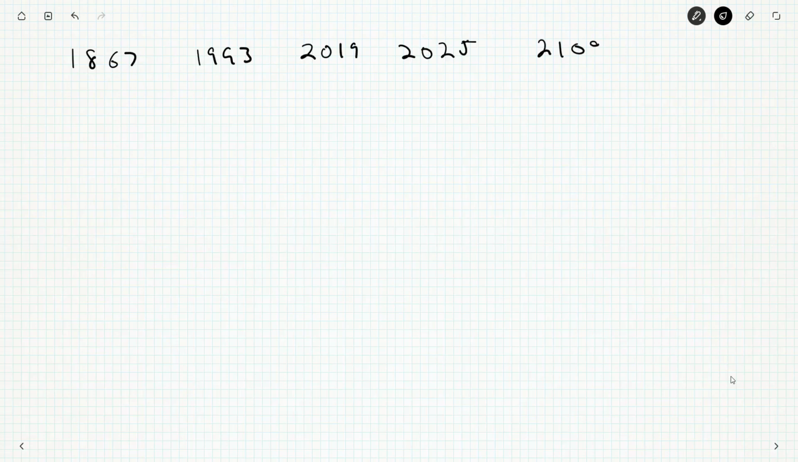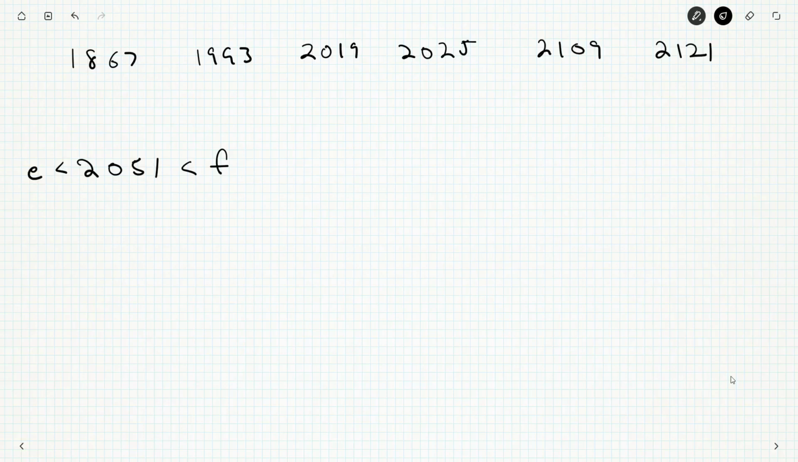Okay, and what are my numbers? 1867, 1993, 2019, 2025, 2109, and 2121. And I know the average of these two numbers is 2051. So if it's the average of two numbers, which is actually a lot easier to work with than the average of four numbers, I know one's got to be below 2051 and the other above it.